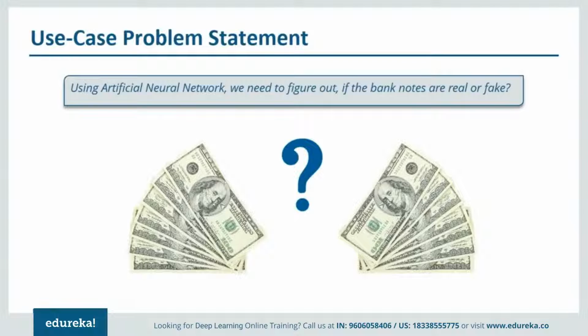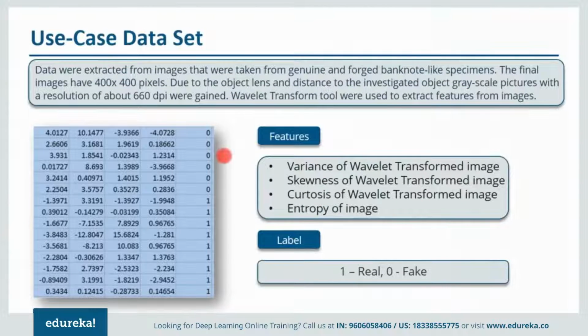So let us see how the data set looks like. So over here I've taken a screenshot of the data set with a few of the rows. In it, data were extracted from images that were taken from genuine and forged banknote-like specimens. After that, wavelet transform tools were used to extract features from those images. And these are a few features that I'm highlighting with my cursor. And the final column, or the last column, actually represents the label. So basically the label tells us which class that pattern represents, whether that pattern represents a fake note or a real note. Let us discuss these features and labels one by one.